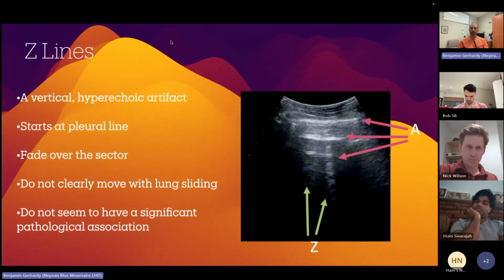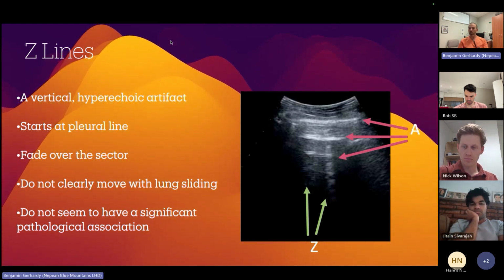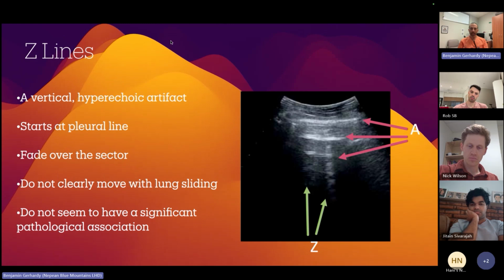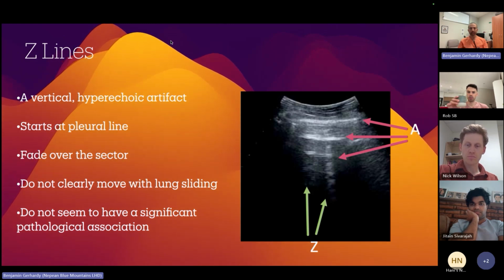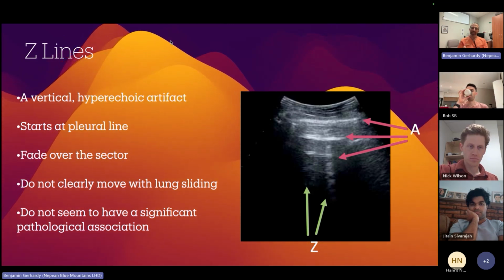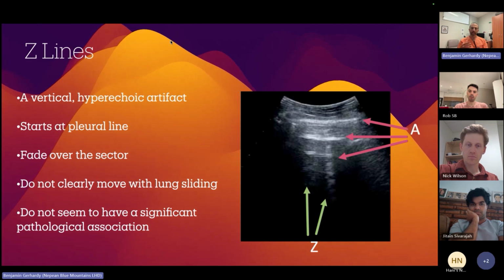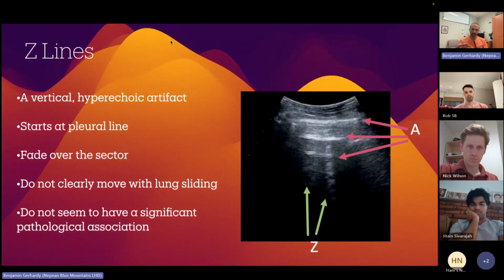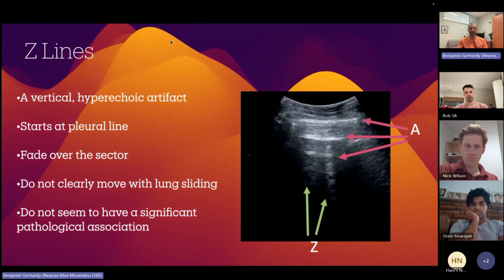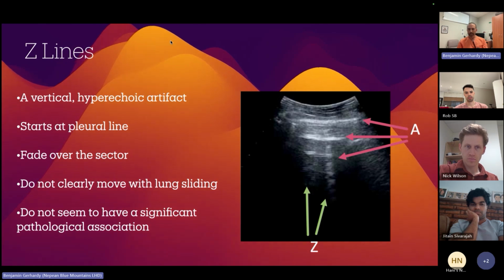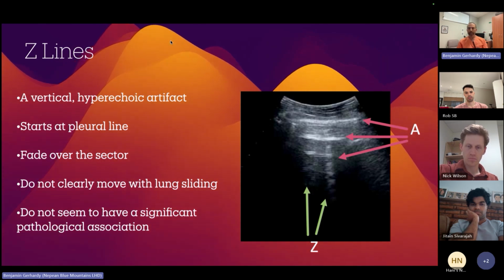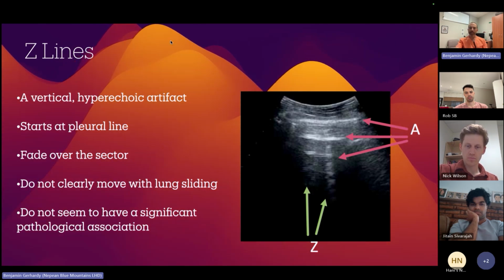So I put A lines and Z lines first because they're both normal features. You should see them. A lines being those horizontal lines that fade, and Z lines being vertical lines that effectively fade as well. They start at the top, they come down, but as they go down the sector, they disappear towards the end, as you can see in the picture here. We don't know why they're there, they just are. We don't think they mean anything, but you'll notice them in some patients.